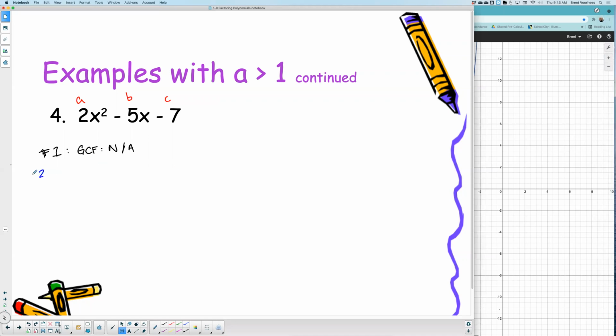Step number 2, front table. What was step number 2? X method, you got it. So for this particular problem, what numerical value would go in the top of the X? -14. And how did you get that, Jay? 2 times -7, A times C. Great. What value would go at the bottom of our X? -5. So that comes from the value B.